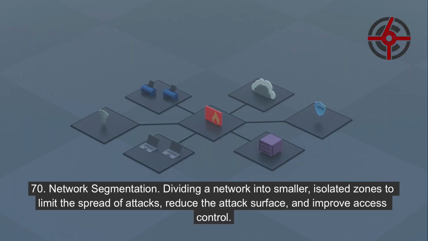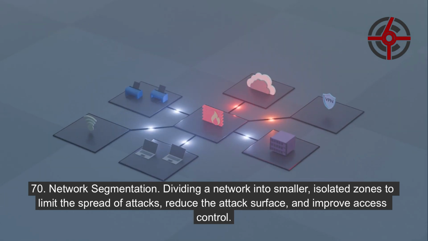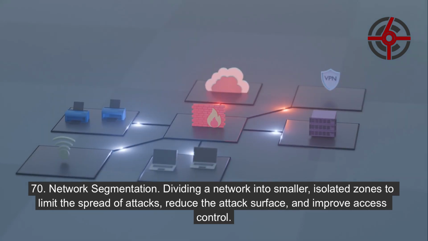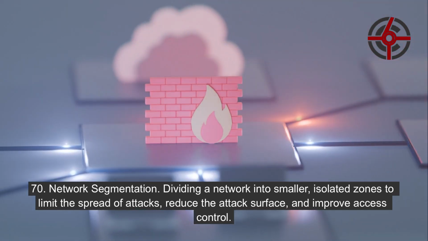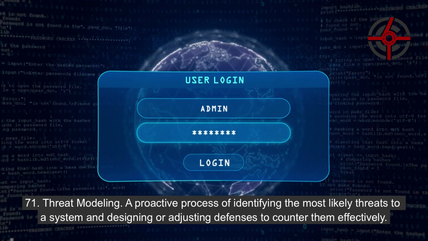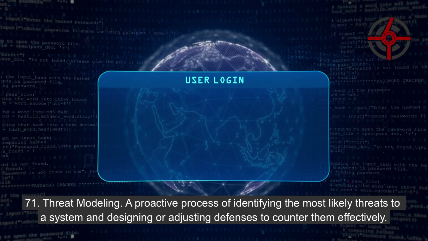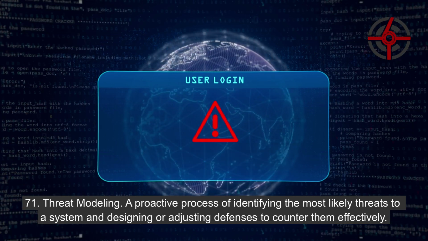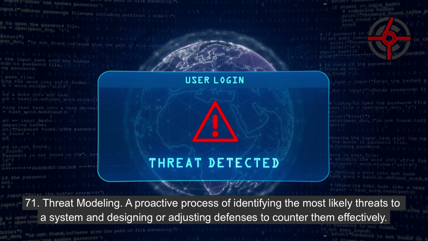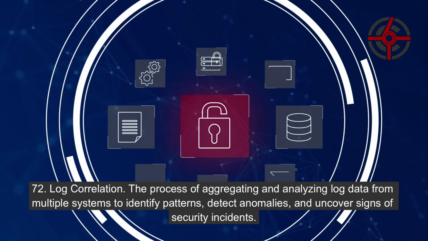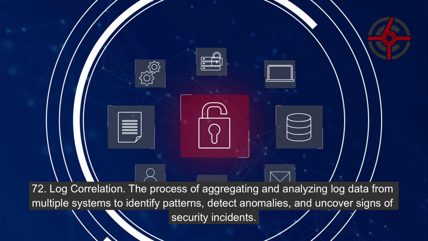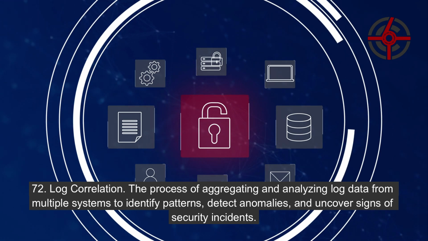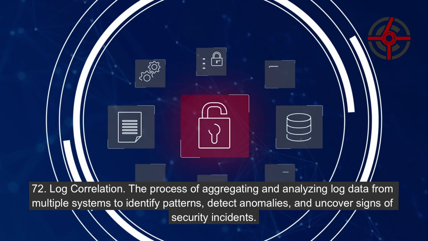70. Network segmentation, dividing a network into smaller, isolated zones to limit the spread of attacks, reduce the attack surface, and improve access control. 71. Threat modeling, a proactive process of identifying the most likely threats to a system and designing or adjusting defenses to counter them effectively. 72. Log correlation, the process of aggregating and analyzing log data from multiple systems to identify patterns, detect anomalies, and uncover signs of security incidents.